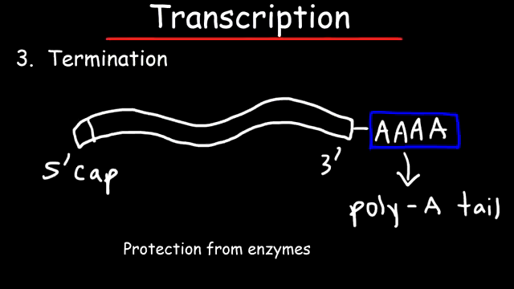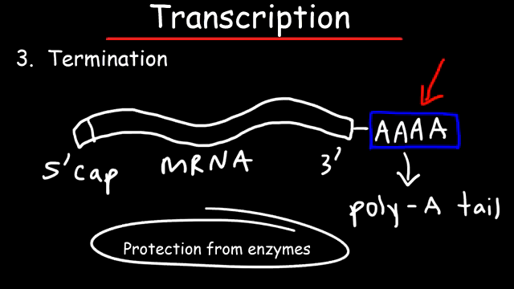Now, during the last step of transcription, which is the termination step, the RNA polymerase molecule and the mRNA strand all separate from the DNA template strand. Now, in this step, the poly A polymerase enzyme caps the 3' end of the mRNA strand, and this is known as the poly A tail. Also, during the beginning of transcription, the 5' end is also capped, and the reason for this is to protect the mRNA strand from being degraded by certain enzymes.